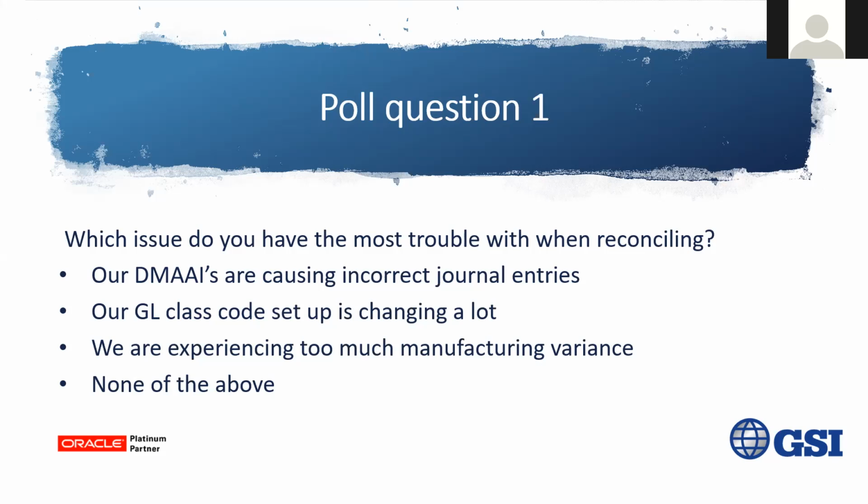Okay, so now that I look at this, let me end the polling. And if I look at the answers to the first question, I'm getting a fairly even split among three of them. The one that I don't have really much input on at all is the geo class codes. So looks like everybody's running their geo class codes okay. There's a lot of you that are running good, and a few with DMAIs, and some with manufacturing variances. So it's a pretty even split amongst those other three. It's very interesting. Okay, let's move on.